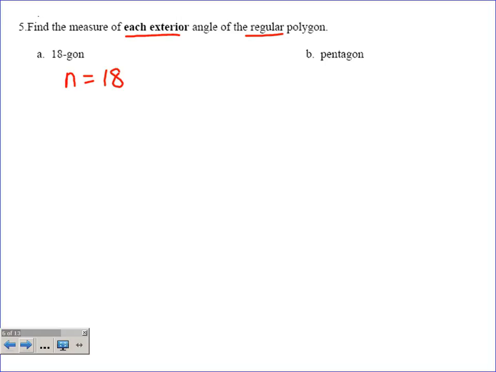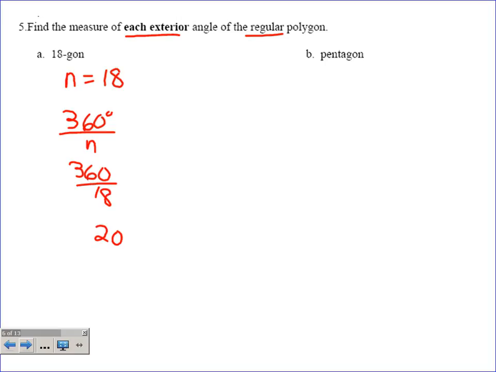Silas, how do we set this up? It says each exterior, it says regular. Which formula am I using? Just look at the boxes. Where are your boxes at? Okay? You take 360 and you divide it by 18, that's correct. That's your formula. So 360 divided by 18, what does that give us, Silas?